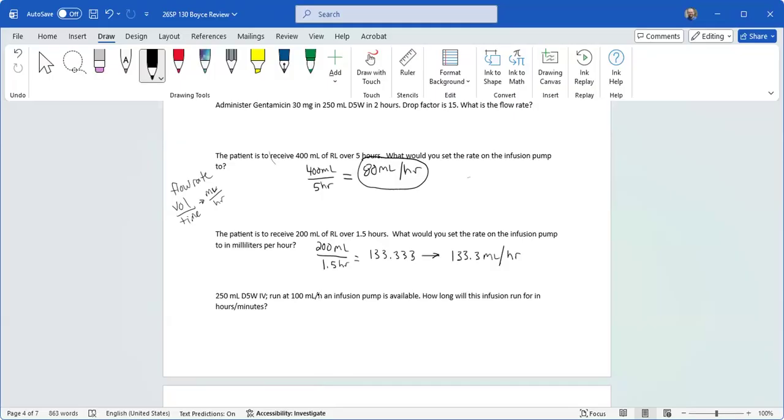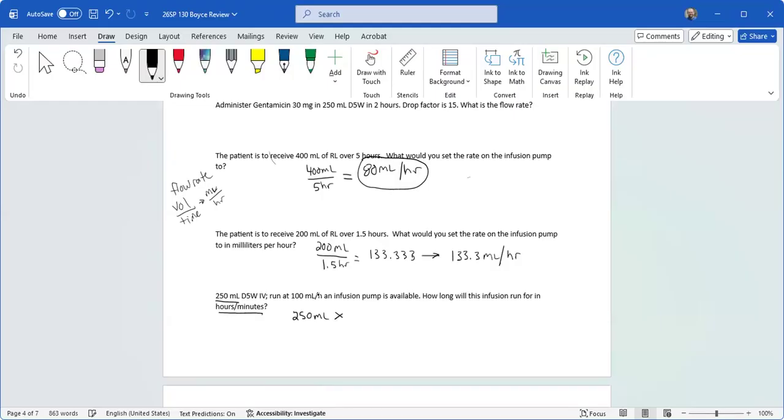But as always, if you ever get stuck, here's what I recommend doing. Start off with your volume in your IV. That's 250 milliliters. As you see, 250 milliliters is the dextrose 5% water, and it's running at 100 milliliters per hour. The question is asking how many hours and how many minutes this is running for.